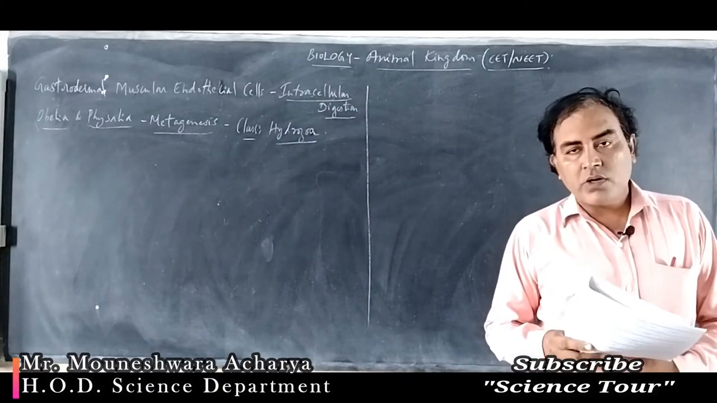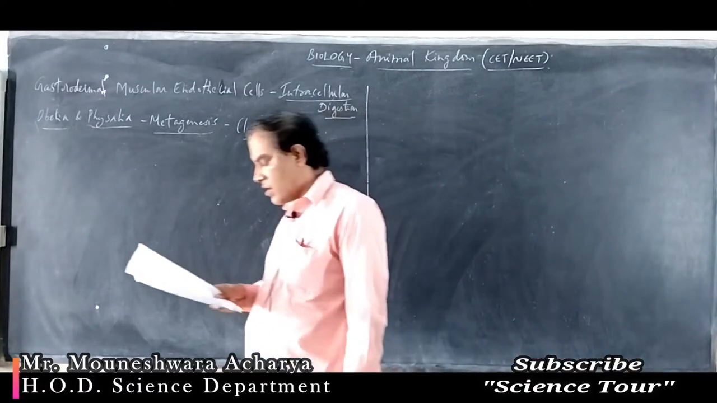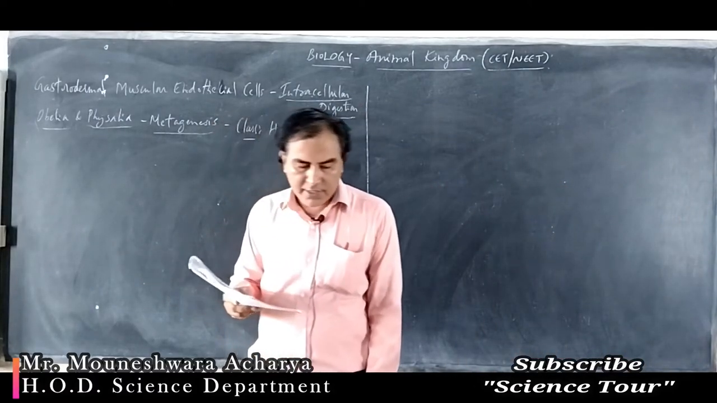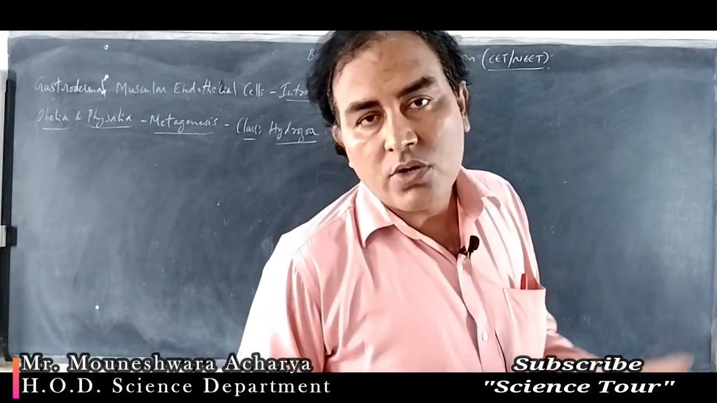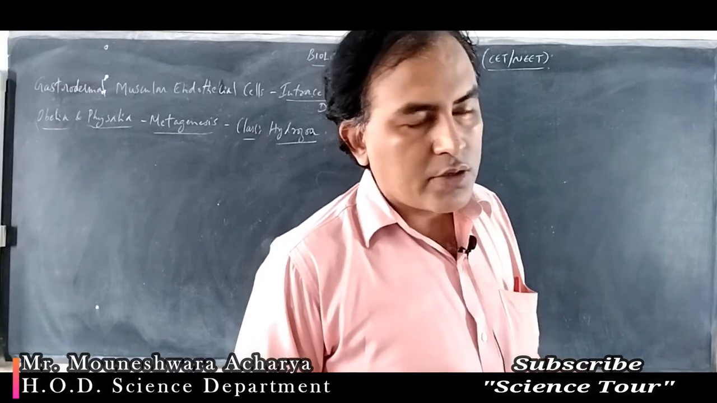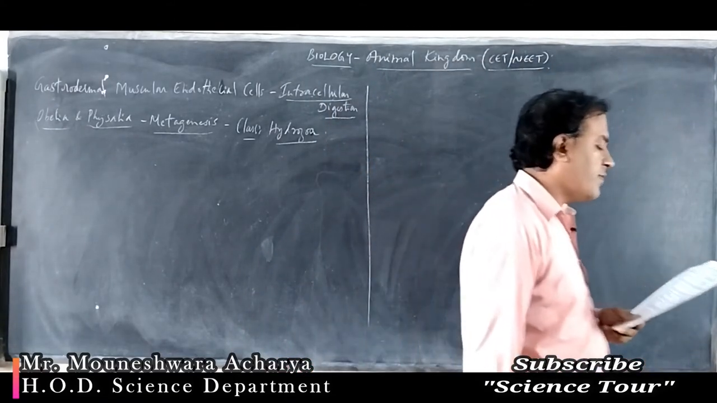Ctenoplana are not unicellular, they are multicellular. They belong to Ctenophora, and the body is radially symmetrical. So, which option is correct? Option 2. Question number 19. Bioluminescence is well marked in which of the following phyla?